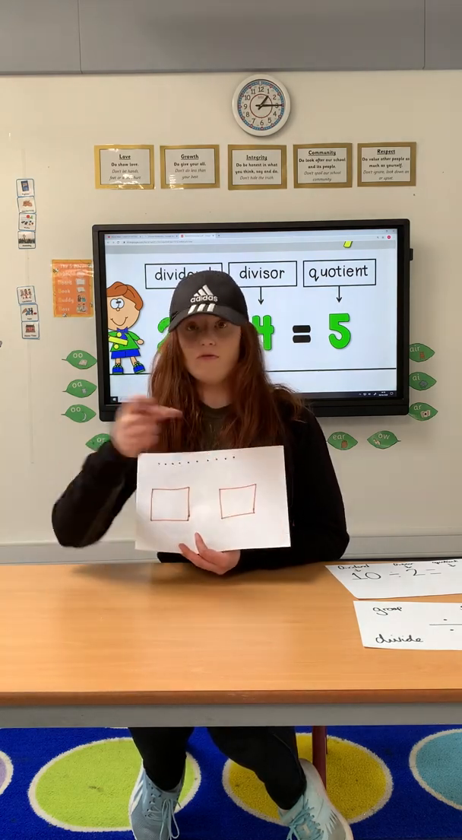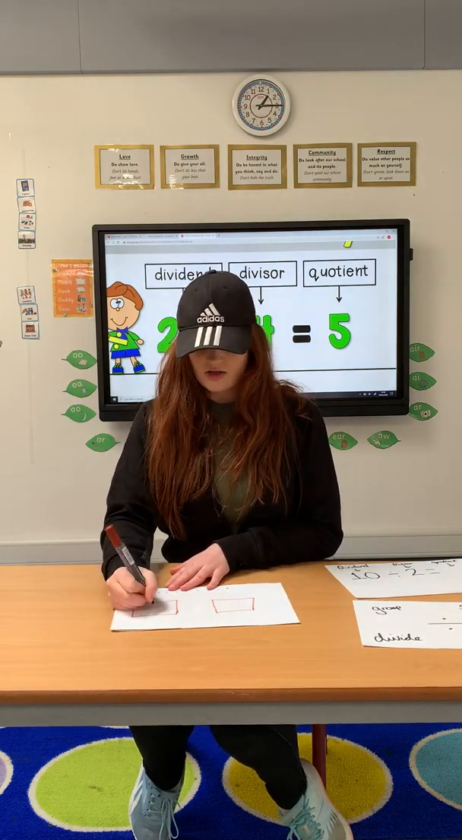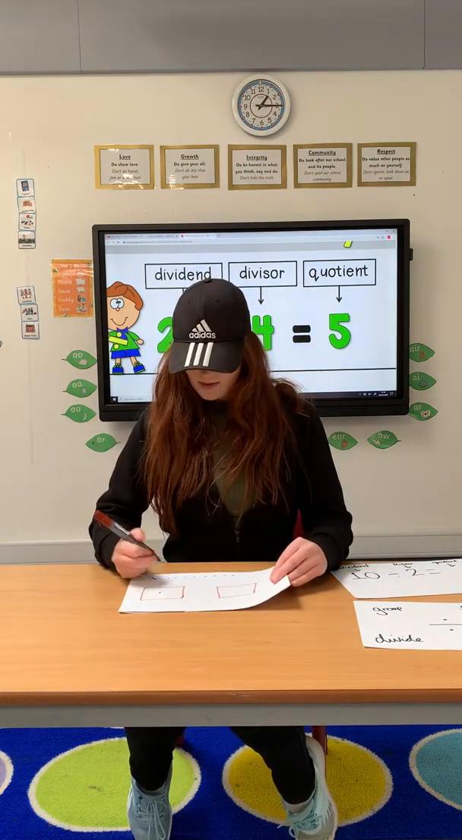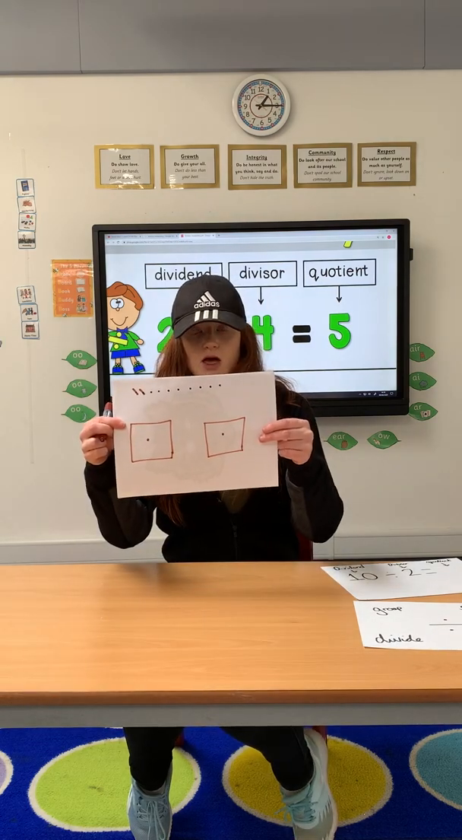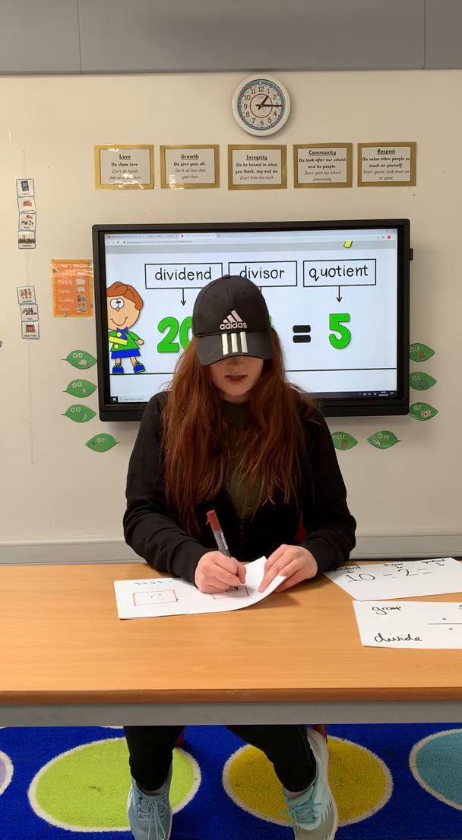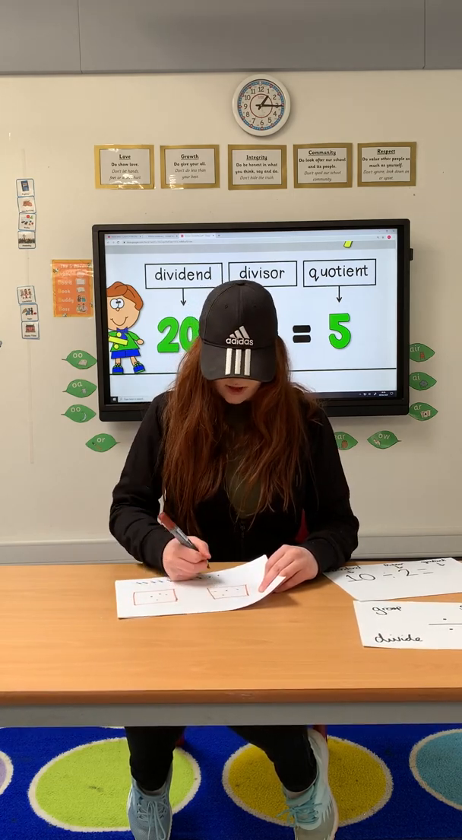So what I do is I cross the first dot off and I put it in the first group. And then I'm going to do the same, but I've got to share them. So I've got to now put it in the other group. And then I keep doing it. I cross it off, I put it in the first group. I cross the next one off, put it in the second group. And I keep going until none of my dots are left.